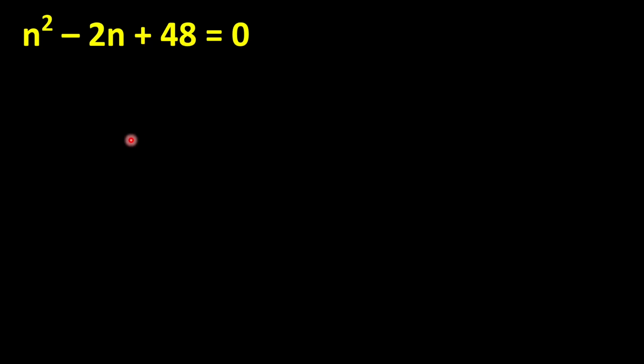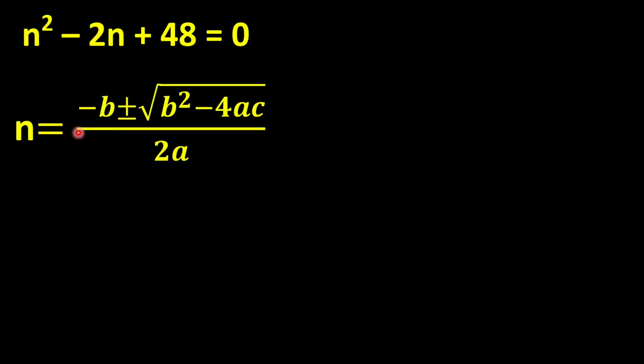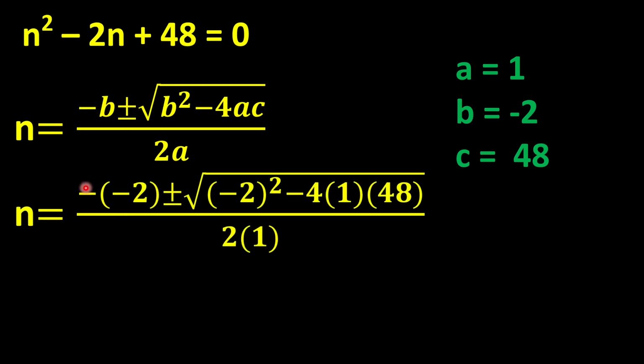equal to 0. And this is basically a quadratic equation, so we will use the quadratic formula to solve it. In this equation we have a equal to 1, b equal to minus 2, and c equal to 48. Now we will put these values in the quadratic formula. So this is minus b, and b equal to minus 2, plus minus square root of minus 2 squared, because b equal to minus 2, and then minus 4 times 1, because a equal to 1 and c equal to 48, divided by 2a, so a equal to 1.